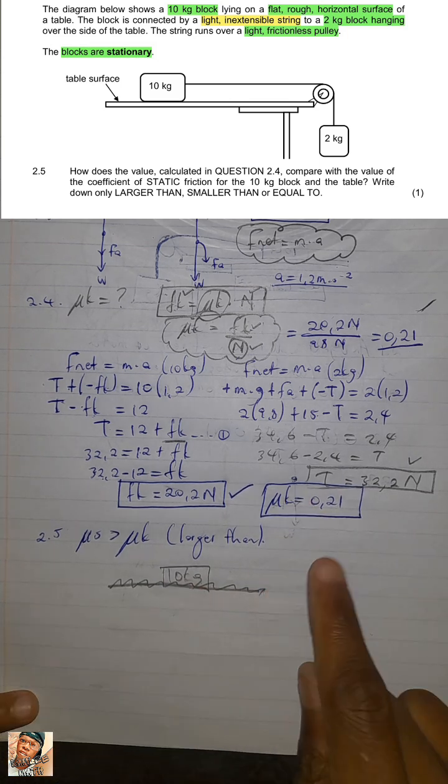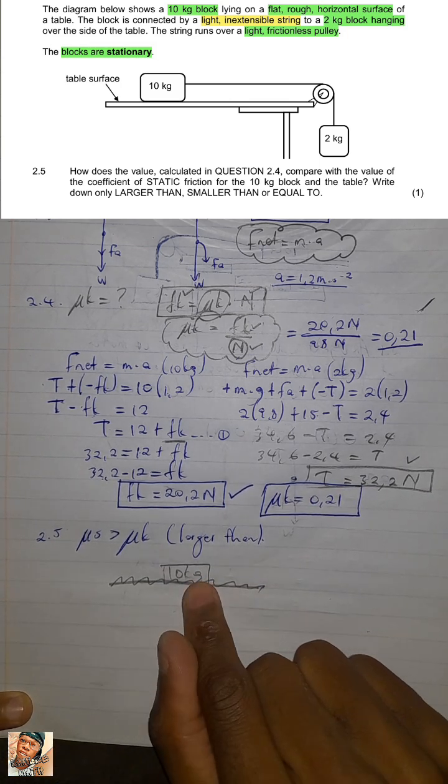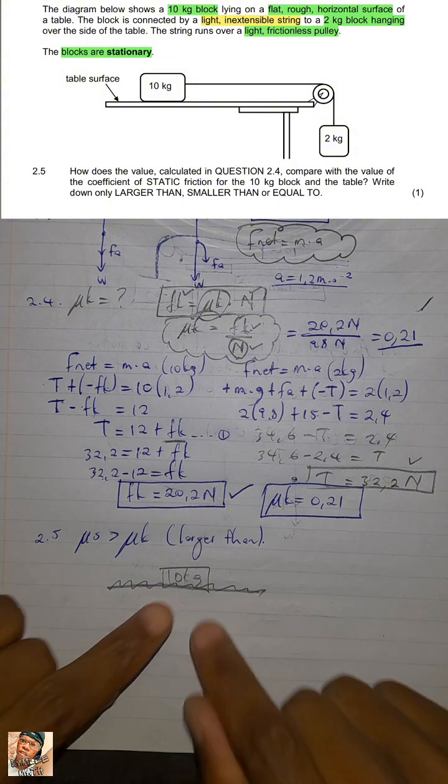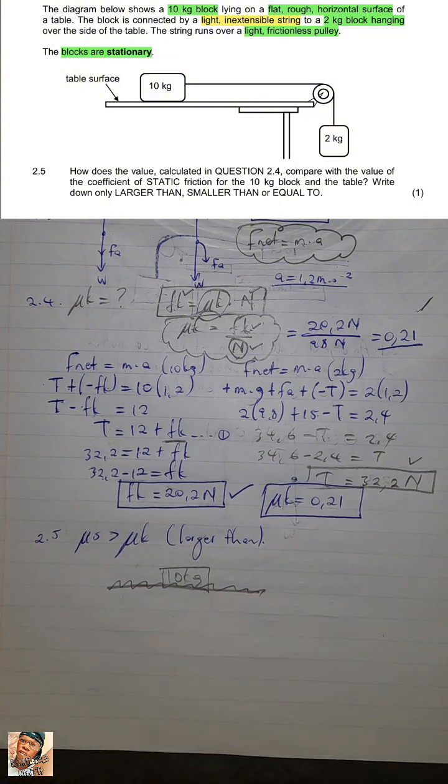It is denying its motion. So it is trying to resist it from moving, but the 10 kg block is still persisting to move. But with the static frictional force, it is really denying its motion. That is why it keeps it at rest or stationary. So I hope that is clear.